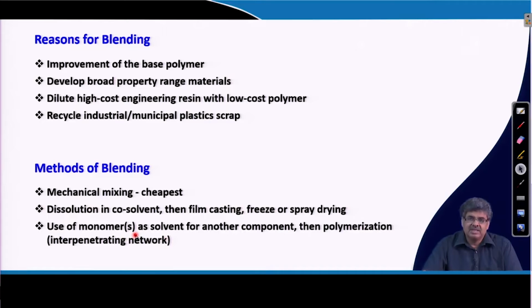And we can use a polymerization technique where the other polymer can be used as a solvent, and we can polymerize the other monomer in the presence of that polymer. So, it gives a kind of interpenetrating network, but it is not, in the true sense, a blending process, because we are not mixing two polymers.